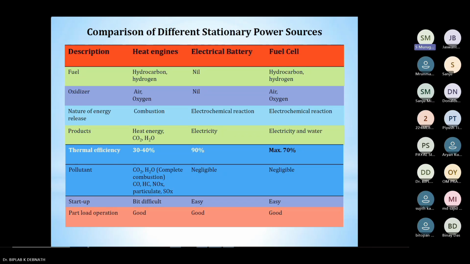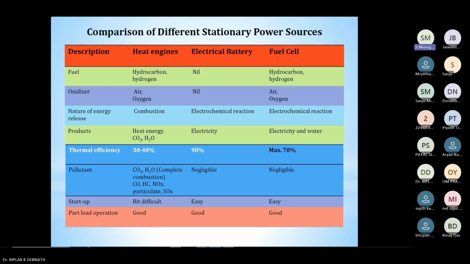Then oxidizer. Oxidizer means oxidant. Since oxygen is available in air, you can directly use air as an oxidant in a heat engine. Of course, pure oxygen is costly. To produce oxygen, extracting oxygen from air is costly. Therefore, we can directly use air as an oxidant in a heat engine. In an electrochemical battery, we don't require an oxidant or oxidizer at all. But in a fuel cell, we require air or oxygen. Generally, again, air can be supplied directly.